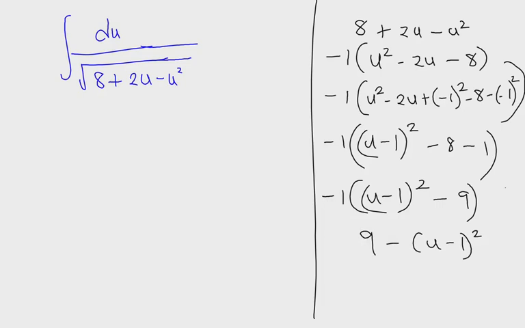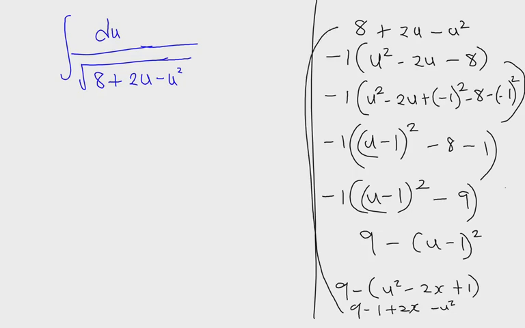Please take note, it's not in all situations that you get a sum of two squares as having plus. This can be a negative, but just take note that after expanding it, you must get this back. So let me expand it. We have 9 minus u squared minus 2u plus 1, and that will give us 9 minus 1 plus 2u minus u squared, and that is the same thing as this.